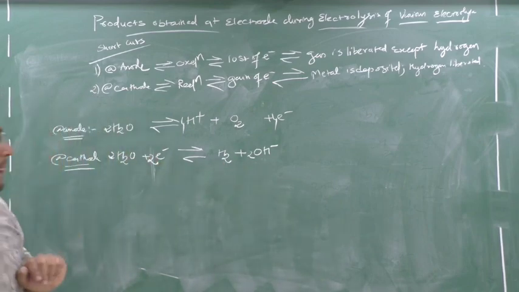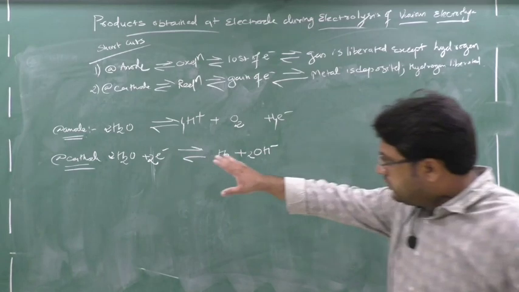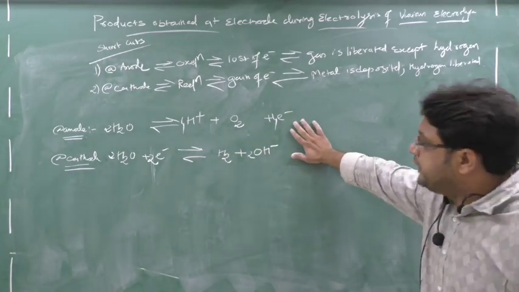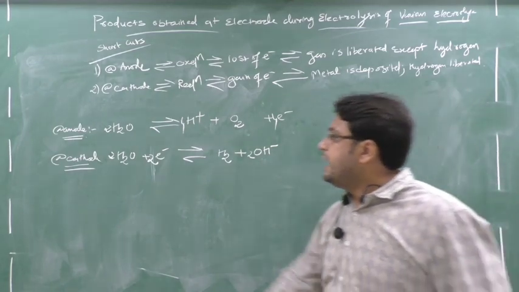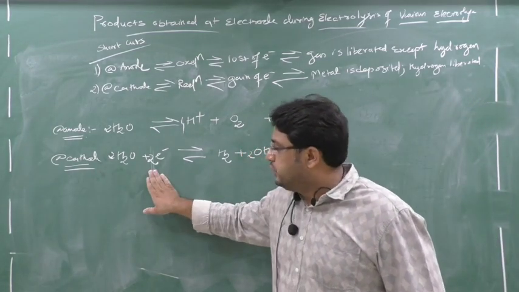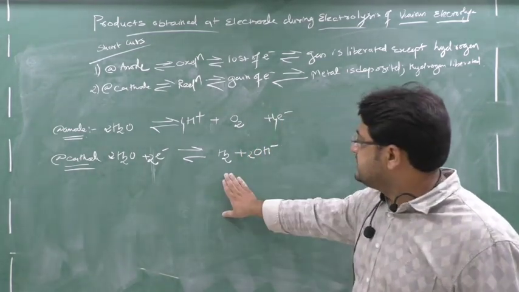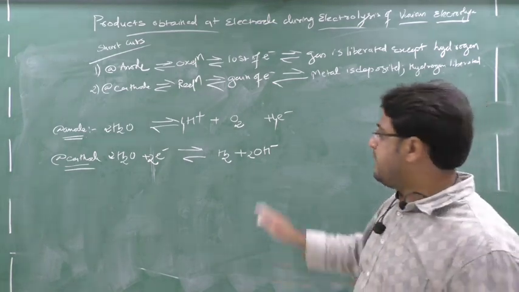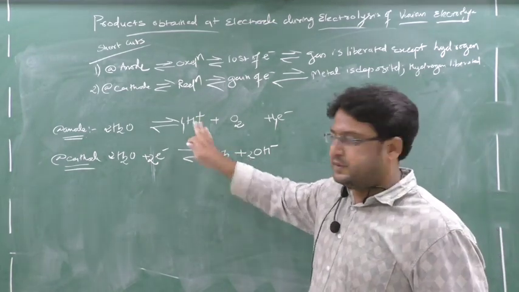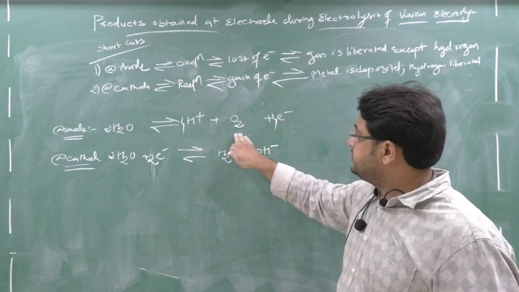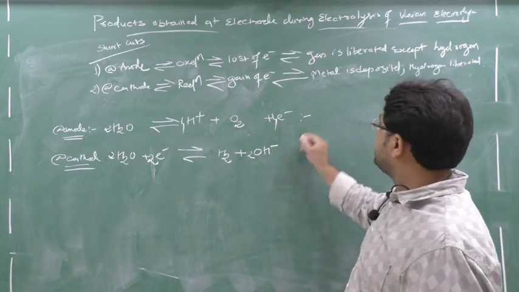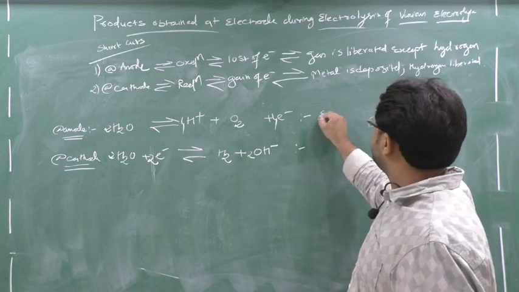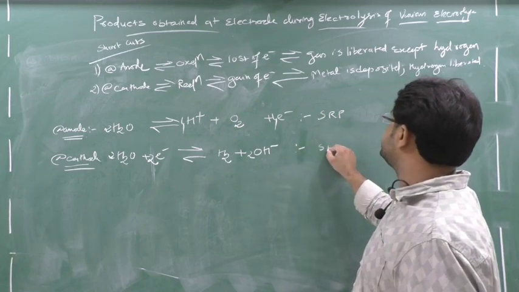I hope you understood. Okay, so please see here, at anode, water will lose 4 electron, oxygen is liberated, and H plus is liberated. At cathode, water will gain 2 electron, and hydrogen gas is liberated, and OH minus is liberated. Byproduct here OH minus, here H plus. And at anode, oxygen, and here hydrogen. Here one thing more you remember, you should mug up the SRP value of these two reactions.